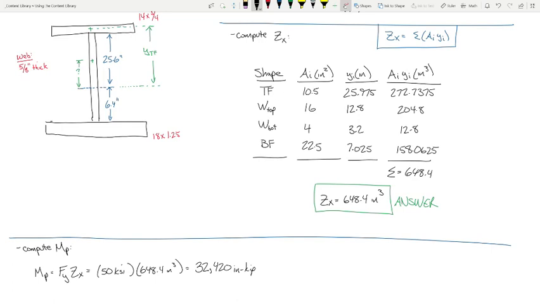I don't really like inch kips for moments if I'm trying to explain that. So how do we convert to foot kips? Remind me. Do we multiply by 12? Do we divide by 12? What do we do? Divide by 12. So what is that divided by 12? 2,701.67.